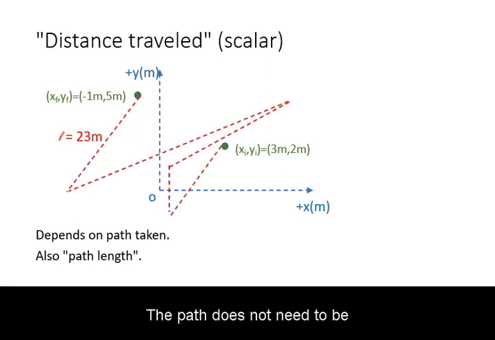The path does not need to be Cartesian at all. When the path is on, say, a mountain road, the path length between two positions might be even longer.